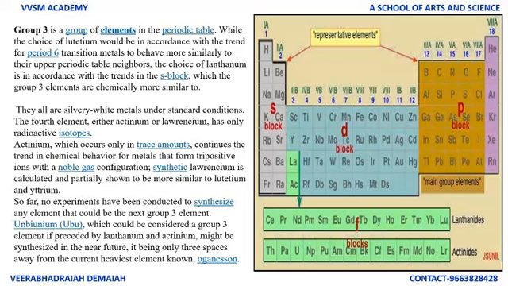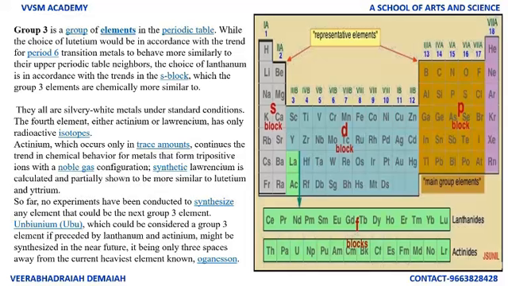Under standard conditions, the 4th element, either actinium or lawrencium, has only radioactive isotopes. Actinium, which occurs only in trace amounts, continues the trend in chemical behavior for metals that form tripositive ions with a noble gas configuration. Synthetic lawrencium is calculated and partially shown to be more similar to lutetium and yttrium.